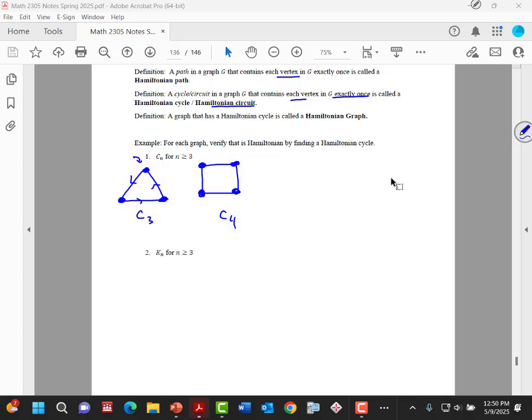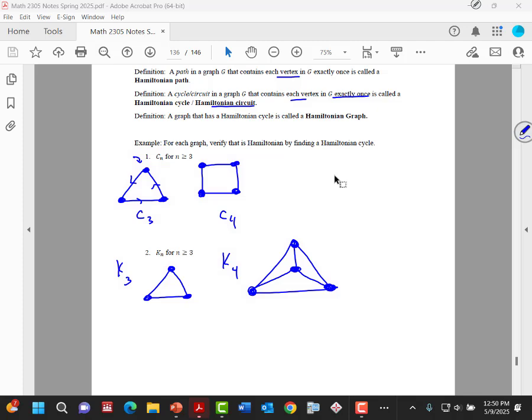Okay. The complete graph, Kn, for n bigger than or equal to 3, is also Hamiltonian. Let's take a look. K3. Well, K3 is the same thing as C3. There we have it. What about K4? So I'm going to draw it first. This is K4. Remember that K4 is planar, and so this is the planar representation of it.